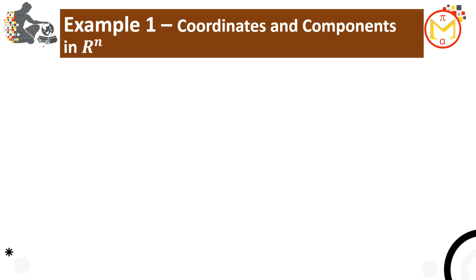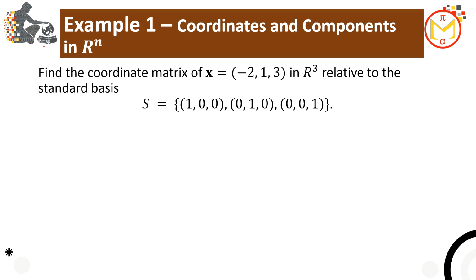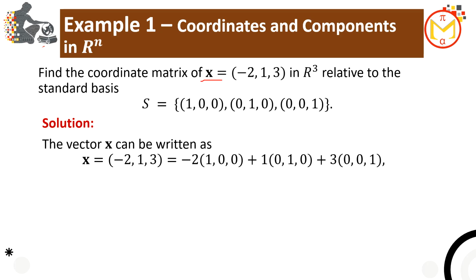So let's have an example for you to understand fully what is being explained in the definition. Find the coordinate matrix of x, negative 2, 1, 3 in R3 relative to the standard basis S. Okay, so we have 1, 0, 0, 0, 1, 0, and 0, 0, 1. So how are we going to do this? The vector x can be written as the linear combination of the standard basis.